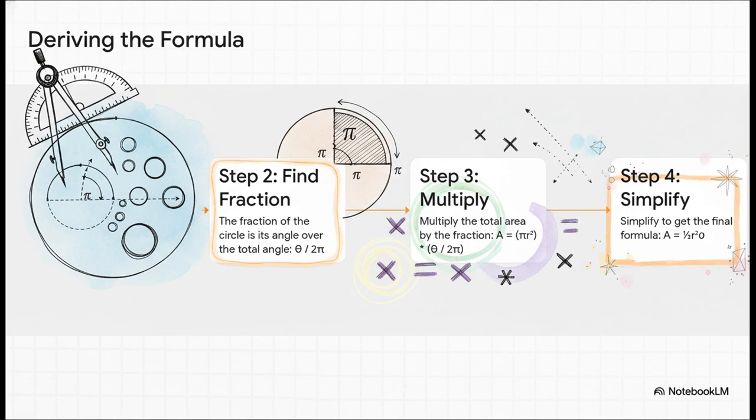We just take our sector's angle, theta, and we divide it by the angle of the entire circle, which is 2 pi radians. Then we multiply the total area by that fraction. The pi's cancel out, and we're left with our clean, simple formula. Area equals 1/2 r squared theta.